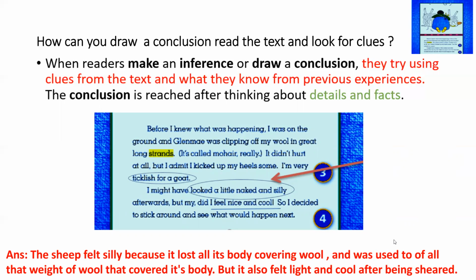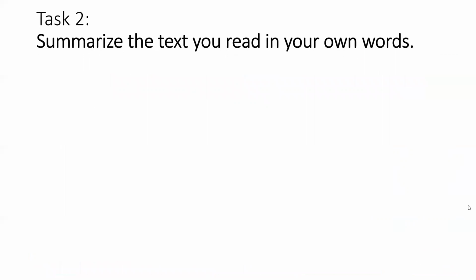Now you can play around with the words. You can take off a few things. You can simplify these sentences if you want to, and come up with your own conclusion to the question that I've asked you. So I hope that was easy. Drawing conclusions: look for details, and then just come up with a conclusion based on your prior knowledge and details from the text. Now, let's come to task 2.